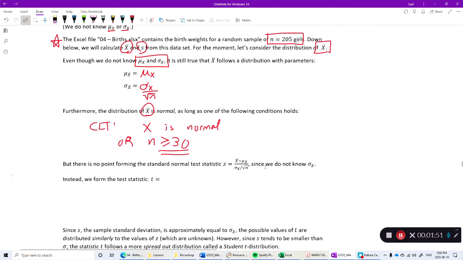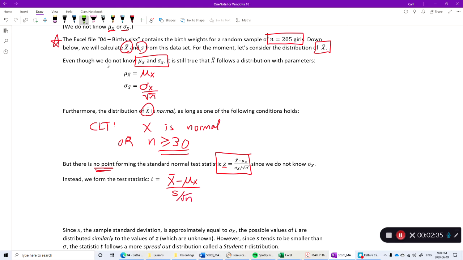Okay, now contrary to what we just did in the last video, there's no point forming the standard test statistic Z because we don't know this sigma x. So what do we know? What we do is instead of using sigma x, we're going to use s in the same place. So that's called t. We'll calculate the t statistic, which is x bar minus the mean, divided by s over the square root of n, so instead of sigma, it's s.